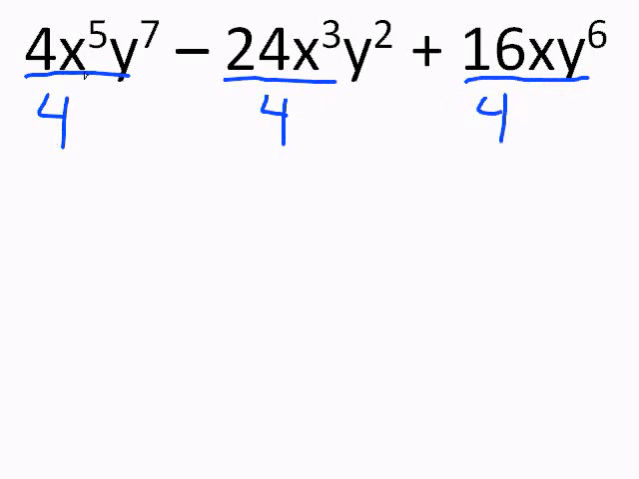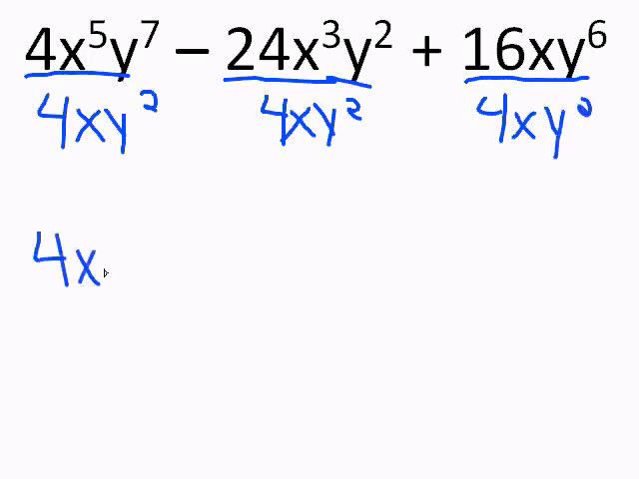Then you ask yourself, okay, x fifth, x third, x. What's the biggest amount of x's they all have in common? Well, the answer is just 1x. You can only take 1x out of all of them. Then you look at the y's. What's the biggest amount of y's we can take out of all of them? Well, they all have at least 2 y's, so I can take y squared out of every single term. So, my result is 4x y squared.